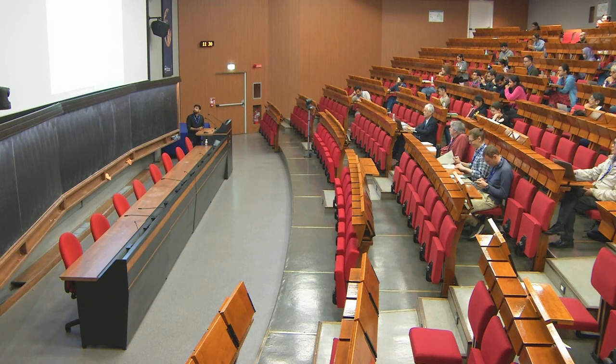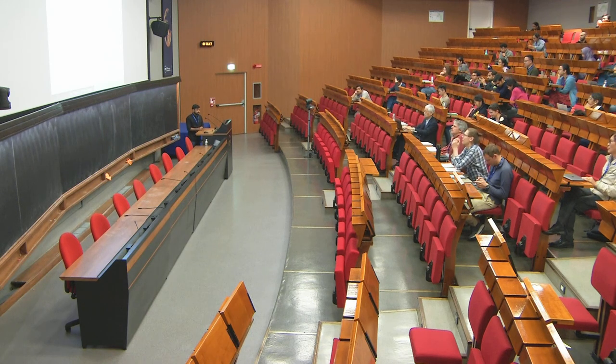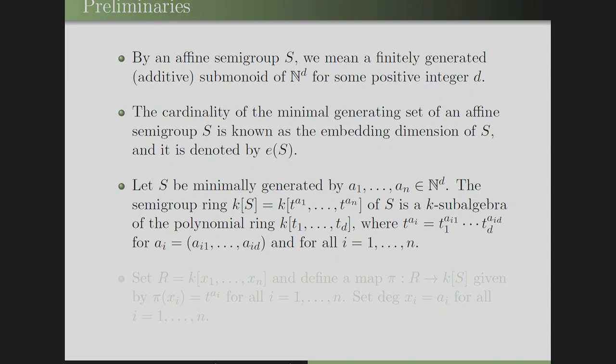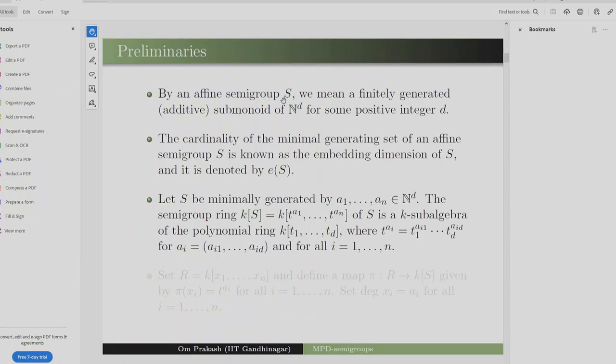By an affine semigroup, we mean a finitely generated additive submonoid of N^d for some positive integer d. The cardinality of the minimal generating set of an affine semigroup S is known as the embedding dimension of S, denoted by e(S). Let S be a semigroup minimally generated by a_1 up to a_n, which are vectors in N^d. The semigroup ring K[S] is a K-subalgebra of the polynomial ring generated by the monomials t^{a_i}, where t^{a} is defined like this.